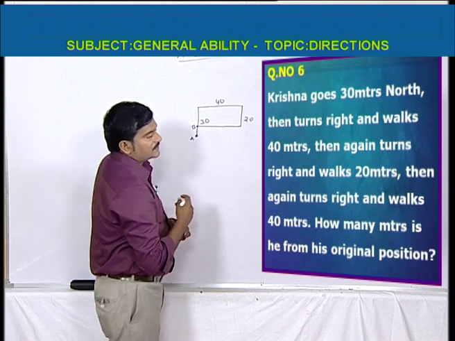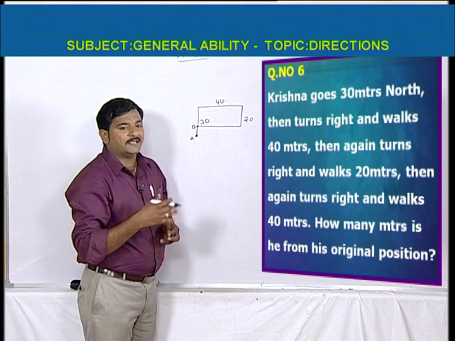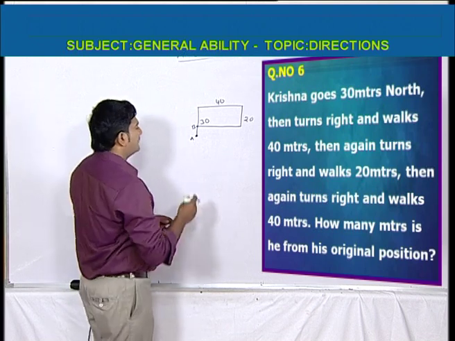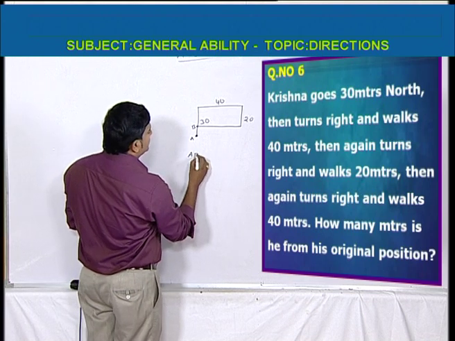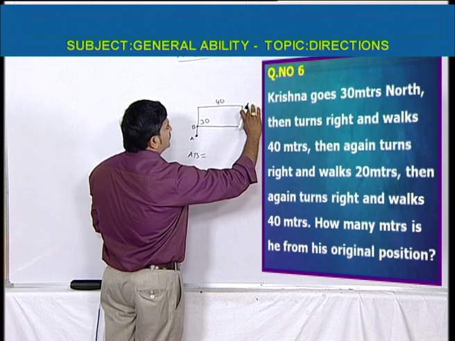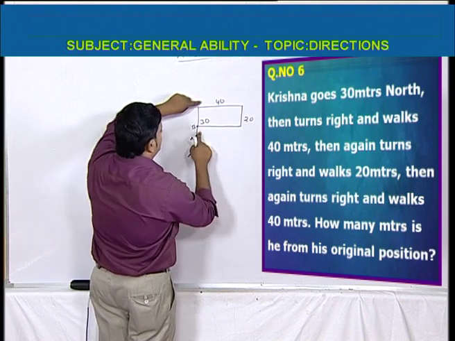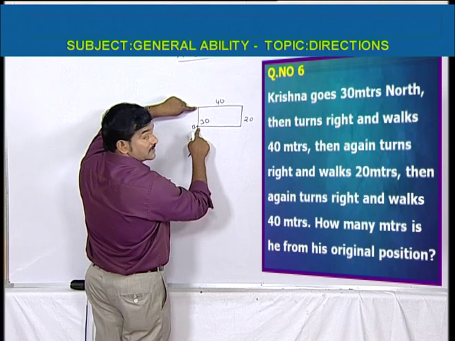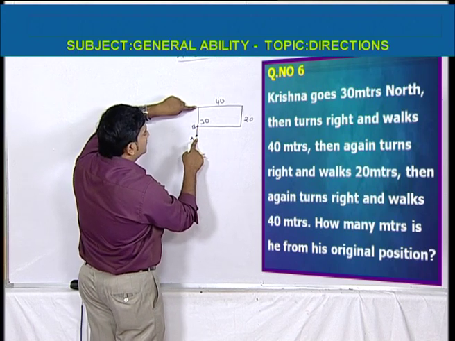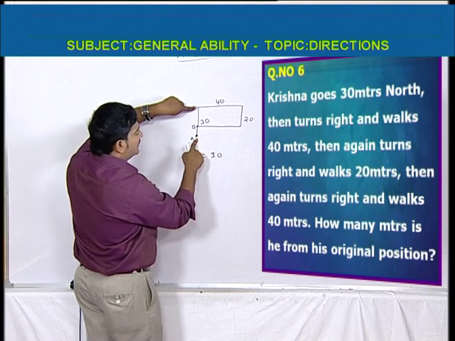Now what is the given question? Question is, how many meters is he from his original position? Same, we have to find out the distance between A and B. See, it's very clear. This length is equal to how much there? 20 meters. If this length is equal to 20, what could be this length? This is also 20. But complete length is how much? Complete length is equal to 30. From starting point to this corner, it is 30.